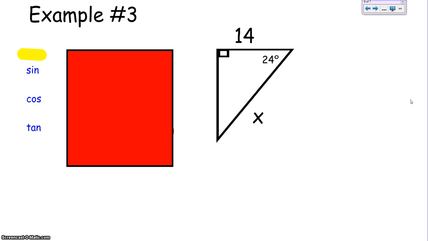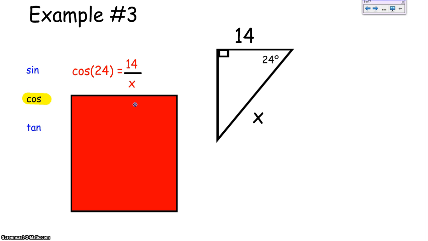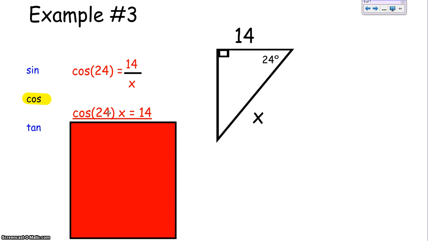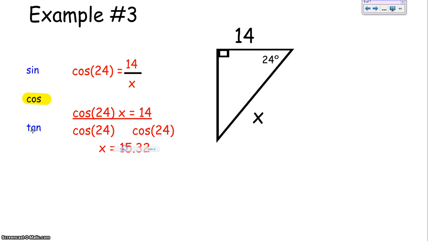So taking a look at this question, I have an angle, I have the adjacent side, and I have the hypotenuse. So adjacent over hypotenuse gives me cosine. So the cosine of 24 is equal to 14 over x. This is the cross multiplying that students sometimes mess up with because we're going to have to do some division. Cosine 24, remember, it's just one number, x equals 14. We divide both sides by cosine 24. We come up with that x is equal to 15.32.